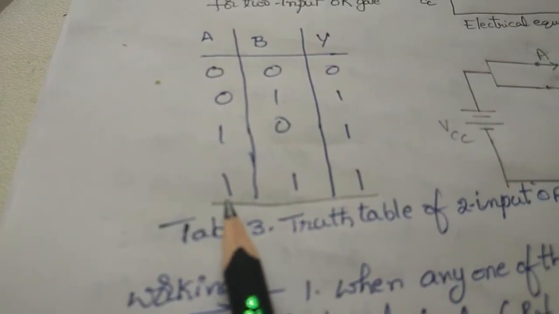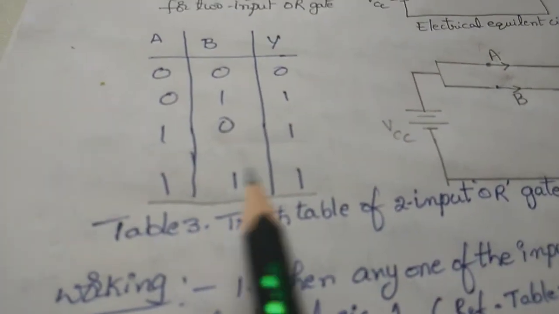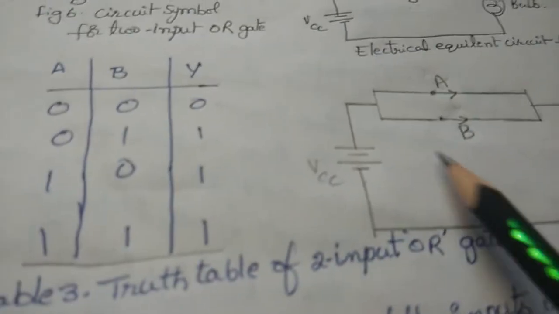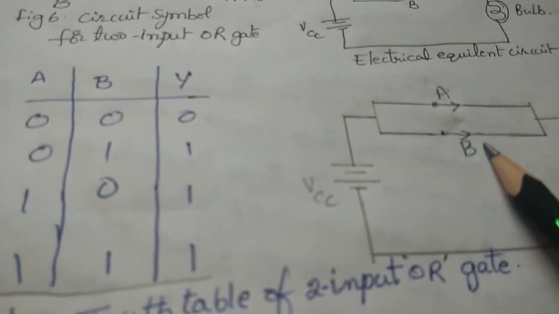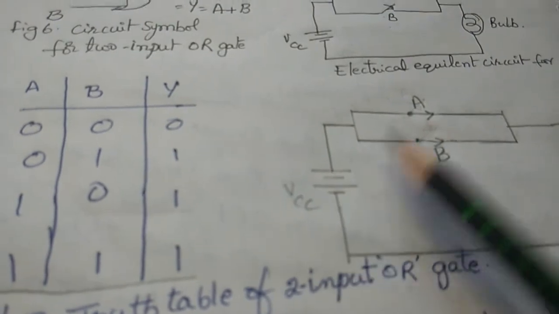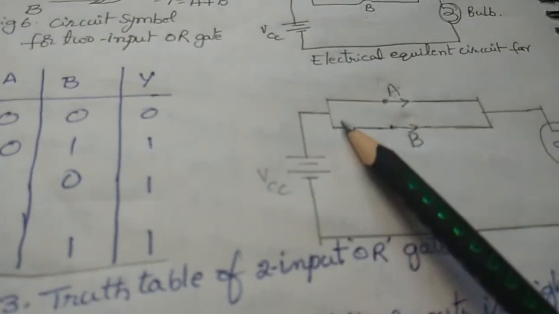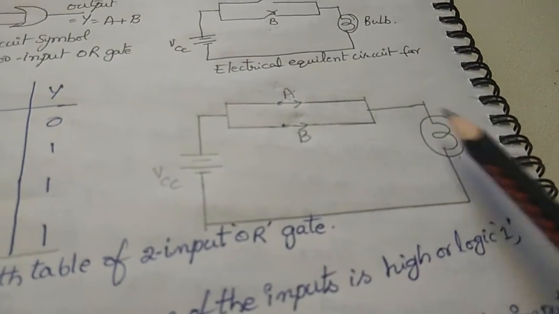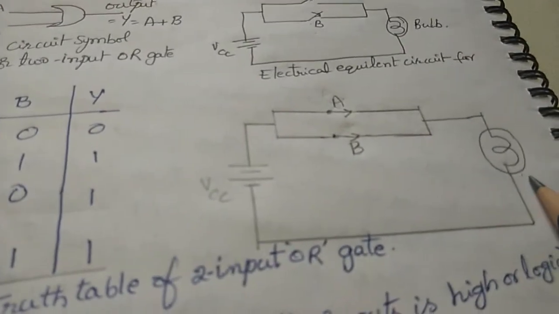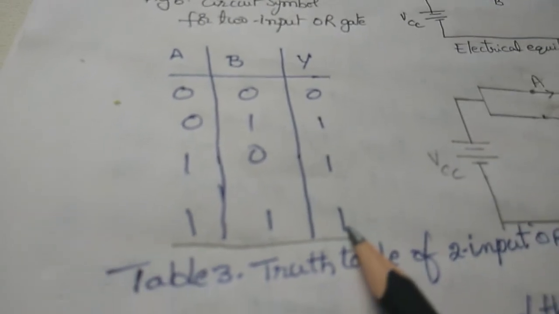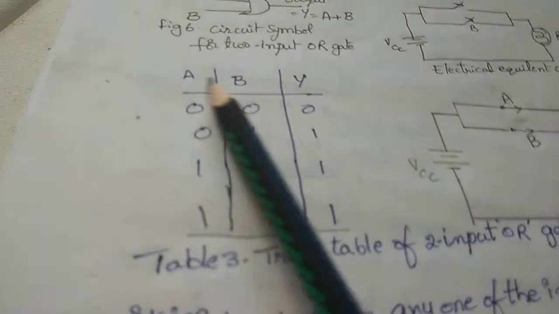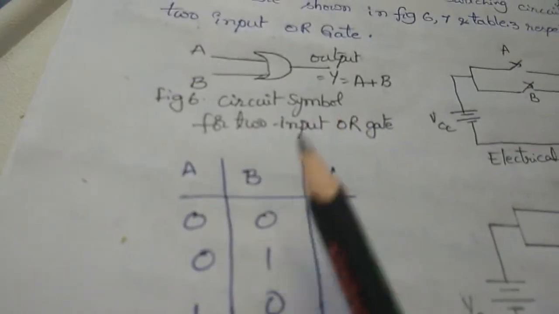When inputs are 1 and 1, the output is 1. Both switches are in the closed position, so current flows through these two paths to the bulb, and the bulb is in the on state. That is, when inputs are 1 and 1, the output is 1. This is the operation of the two input OR gate.